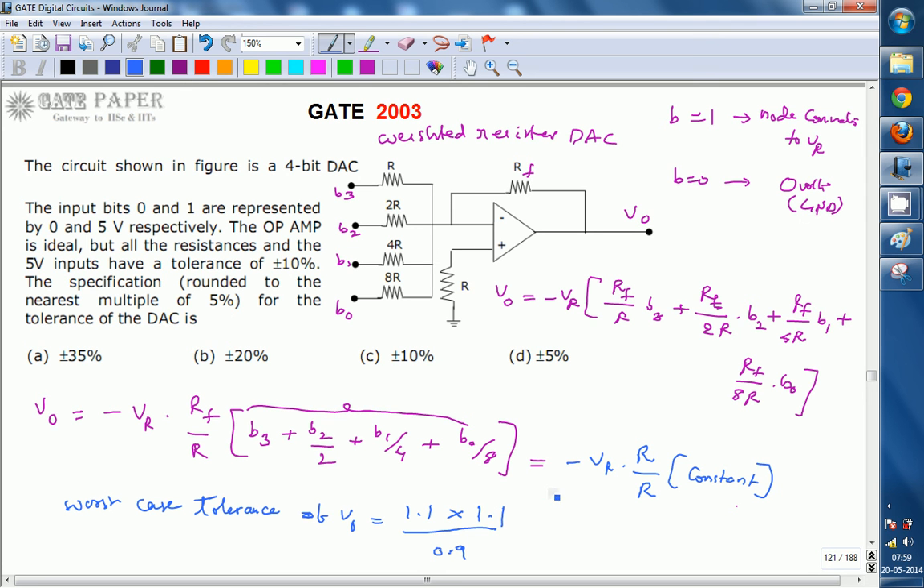So the positive tolerance is 1.1 into 1.1 divided by 0.9. The value is going to be around 1.35, so the change is 0.35, which is nothing but approximately 35% plus or minus. So the tolerance of this DAC is around plus or minus 35%. Thank you.